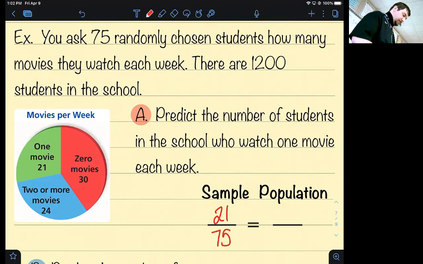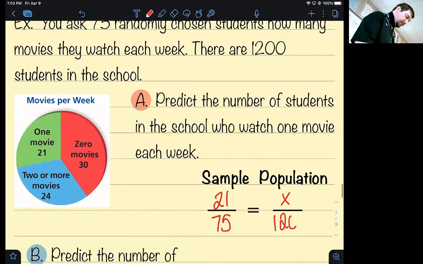Tobin? Subtract that from the total. Vernon? Hold on, I'm still working on setting up the proportion. I'm asking you what the next ratio should be. Owen? You got it. Yeah, X out of 1,200.